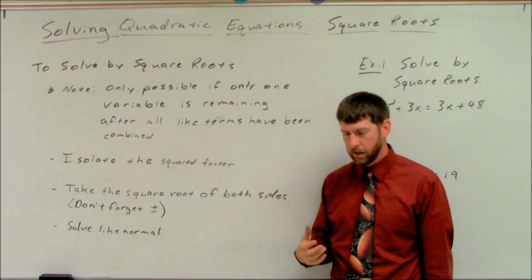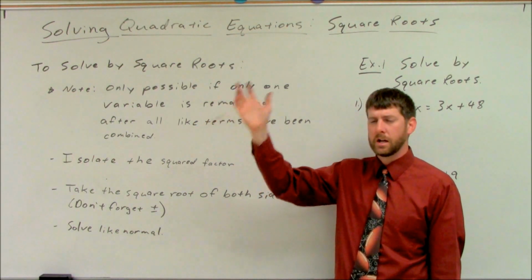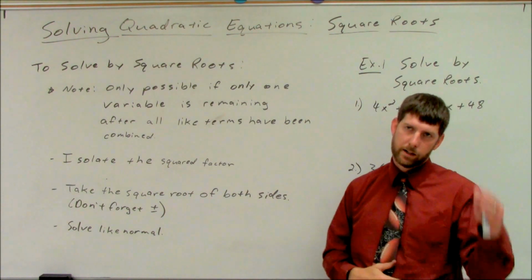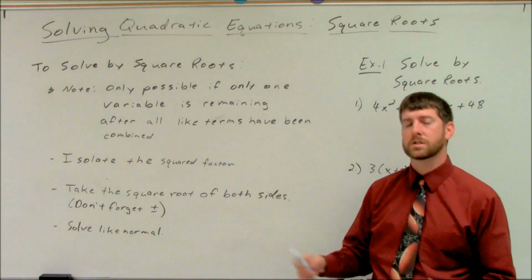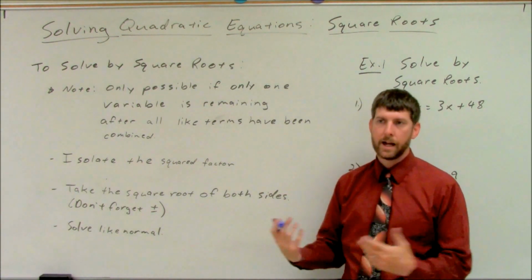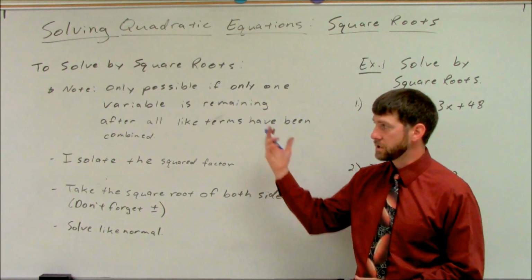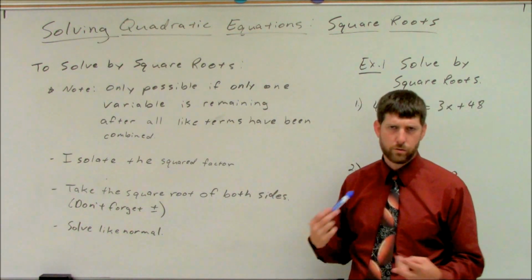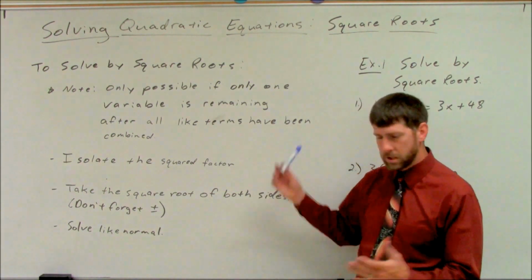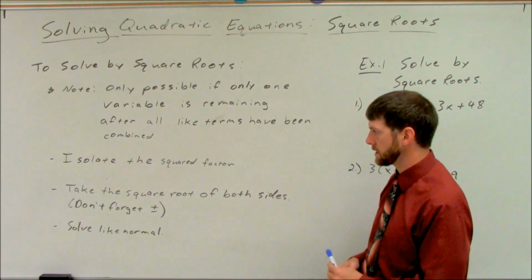we've combined all of our like terms, we only have one variable left. I can't have a square term and a linear term and be able to do square roots. It only works if there's only one variable remaining after we've done all of our combining of like terms. If it's not, then we have to go to another strategy, such as factoring, completing the square, or the quadratic formula. But this is when we have it all cancel out and you have one variable left and we can just get that variable by itself.